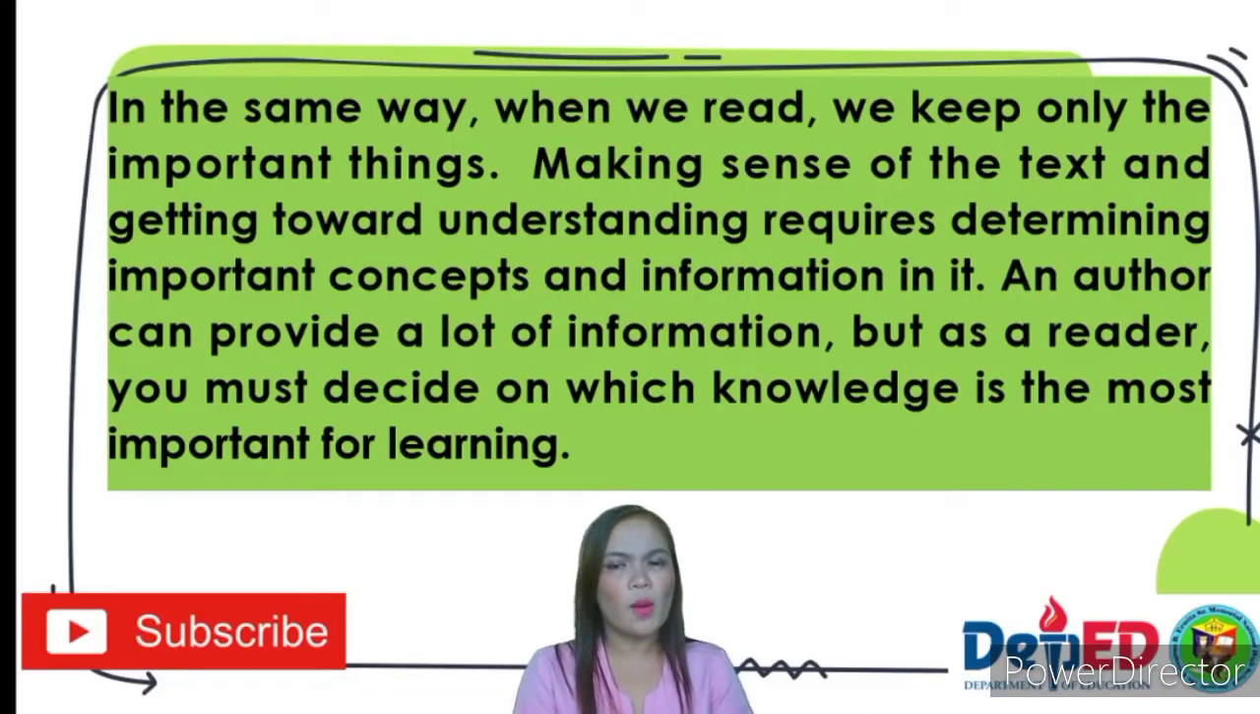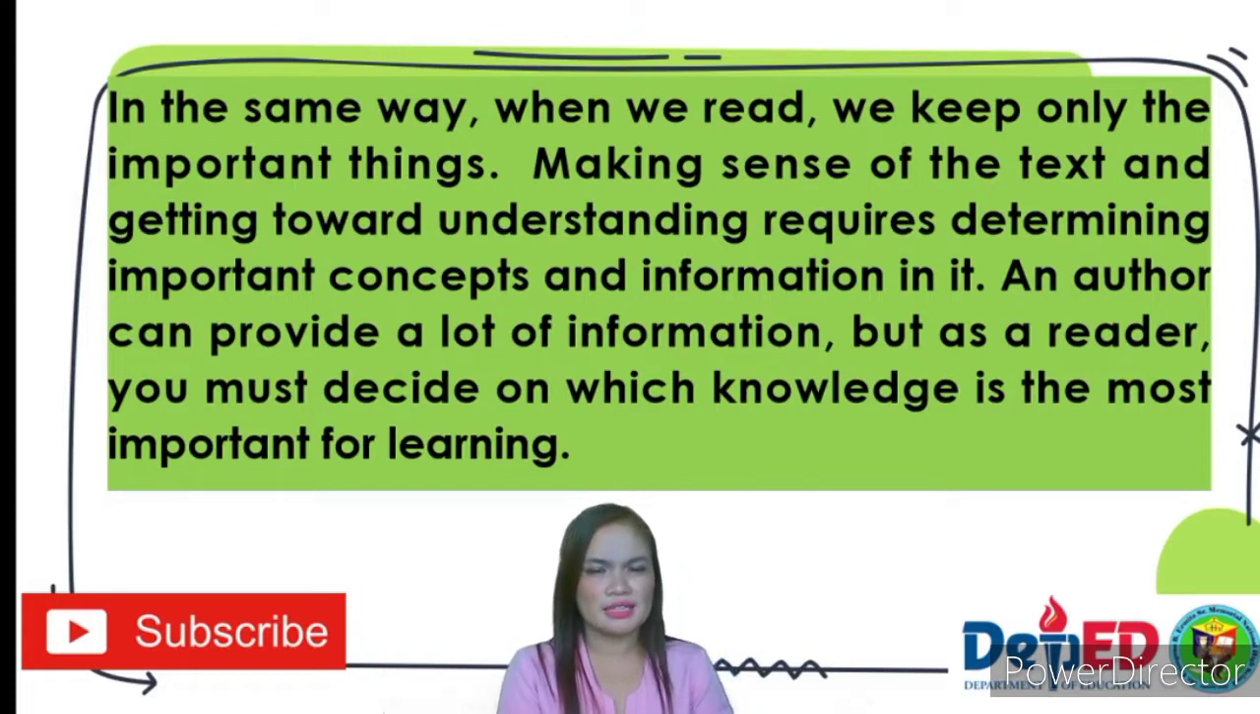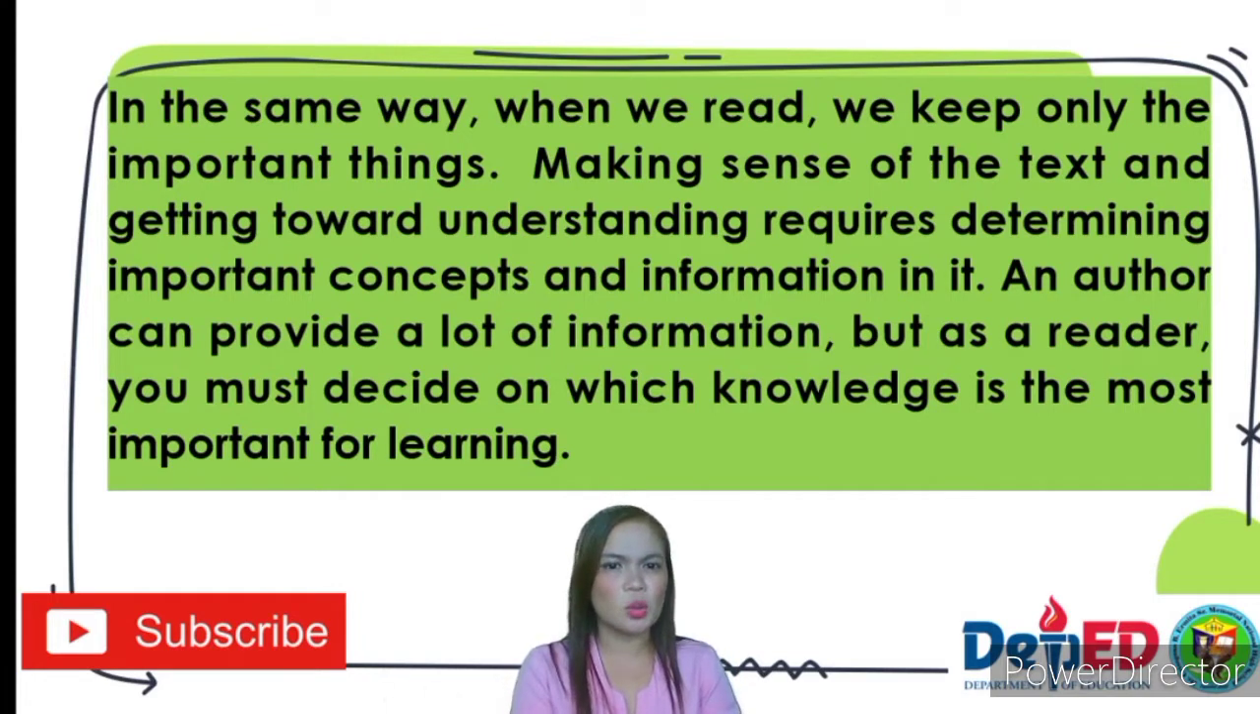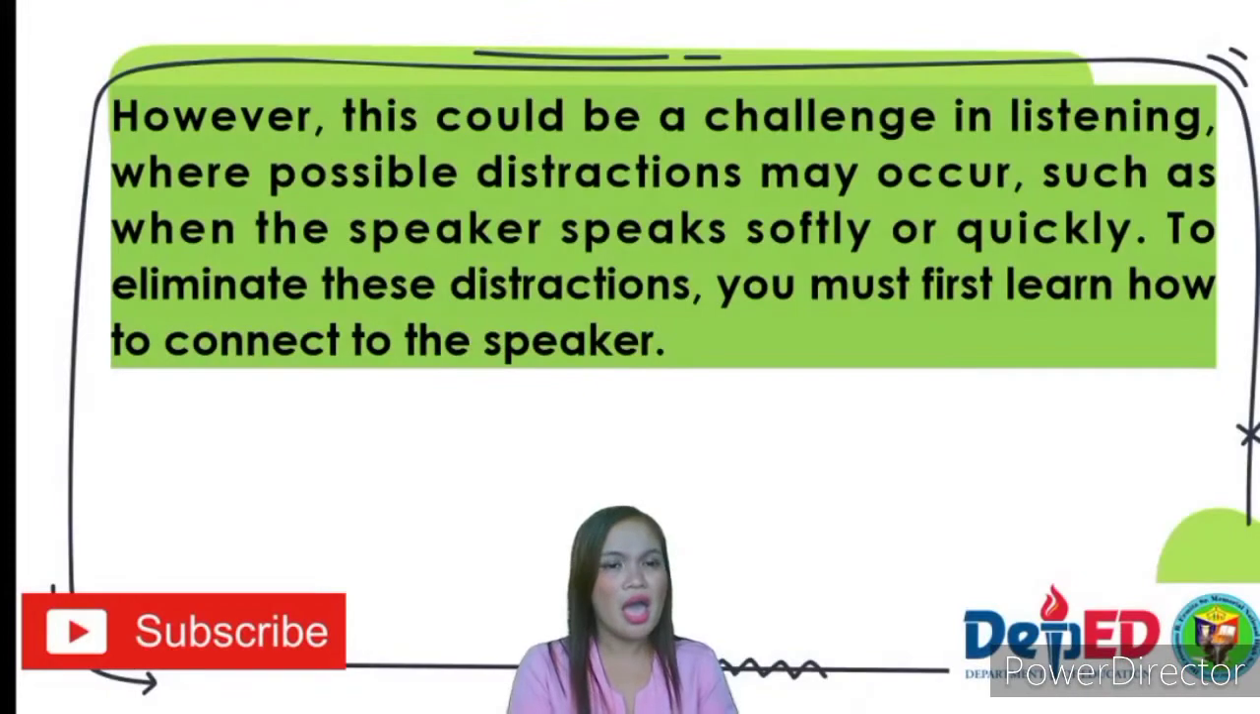In the same way, when we read, we keep only the important things. Making sense of the text and getting toward understanding requires determining important concepts and information in it. An author can provide a lot of information, but as a reader, you must decide which knowledge is the most important for learning. However, this could be a challenge in listening, where possible distractions may occur, such as when the speaker speaks softly or quickly. To eliminate these distractions, you must first learn how to connect to the speaker.